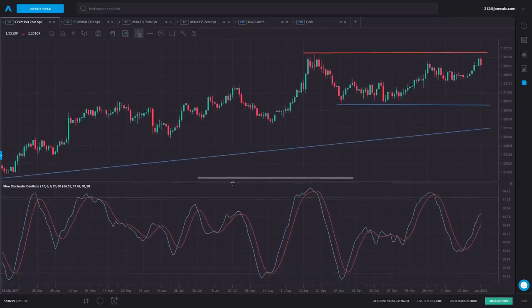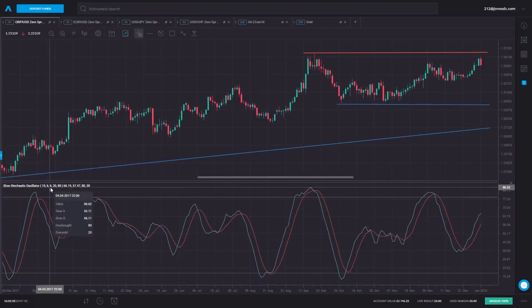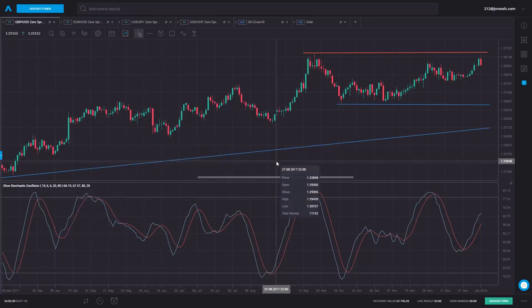Let's just scroll that up. So I've got 10, 6, 6. It's defaulted to 80% and 20% as overbought, oversold. You can change that if you want to, but let's just stick with what we've got. Let's just look at a couple of the simple signals here on this pound US dollar chart.